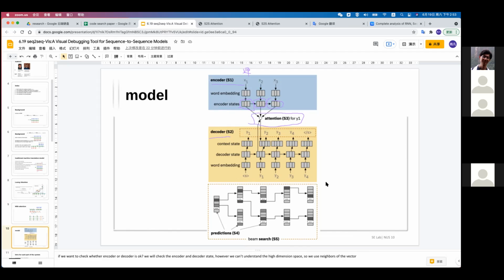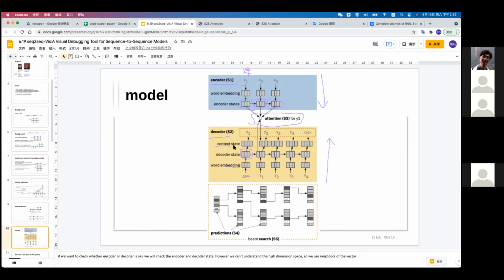The decoder goes from this side to this side, while the encoder goes from this side to this side. They are different. From this side, you first input the start signal or start token, and then it will first have a word embedding, just like the encoder, and then get a decoder state. The decoder is also an LSTM or recurrent neural network (RNN), and from this decoder state you will get a context state.